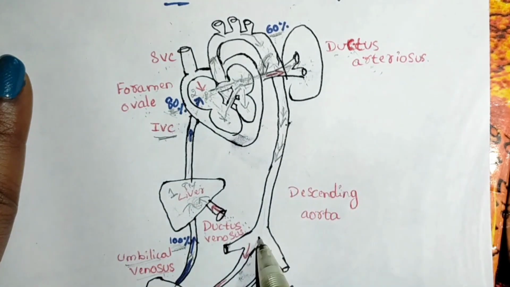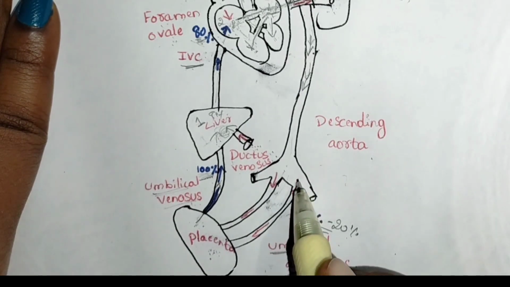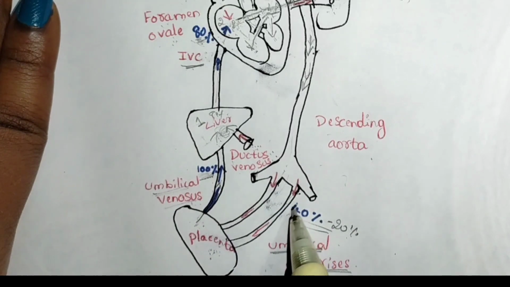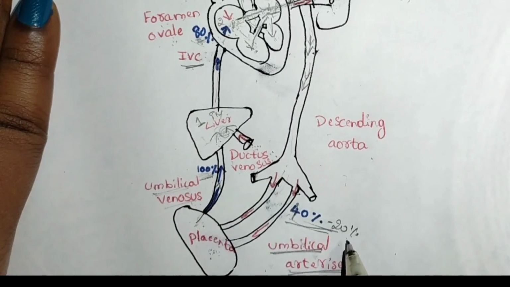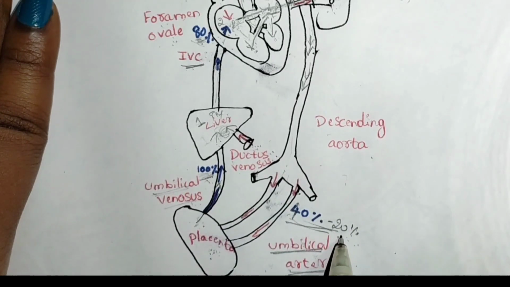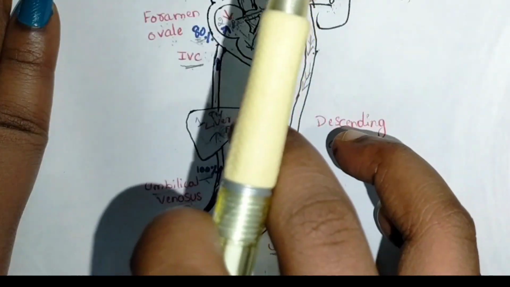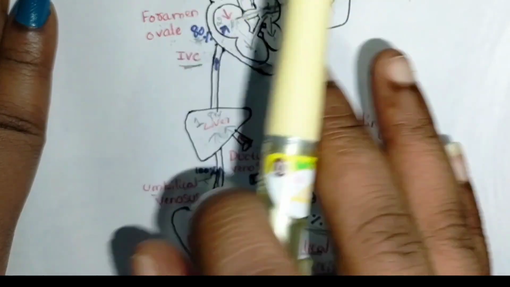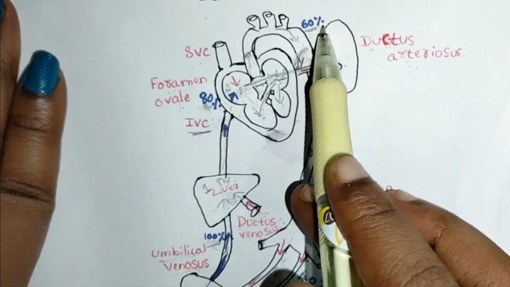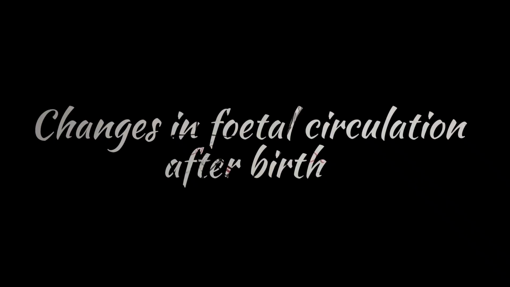After circulating in the whole body through the descending aorta, the blood goes back to the placenta through the umbilical arteries. When the blood goes back to the placenta, it will be 40 to 20% oxygenated. We started from 100% and we are ending with 40 to 20% oxygenated blood. And one more thing, in this circulation, 100% oxygenated blood is not circulating in the fetus's body. Only 60% oxygenated blood is circulating in the whole body. Clear? Now we are going to see the changes that occur after the birth.